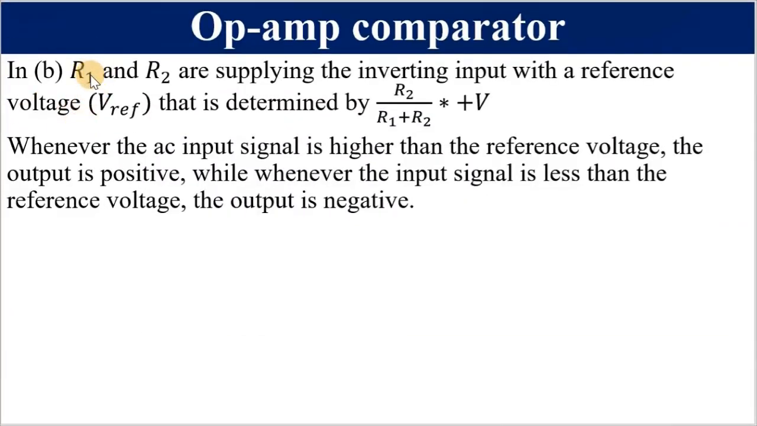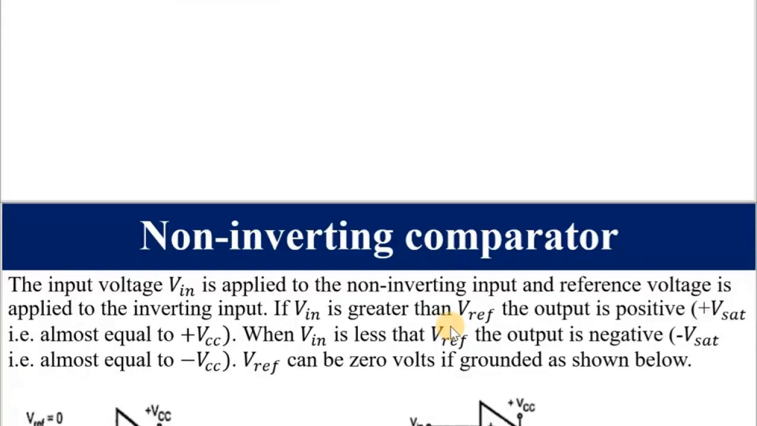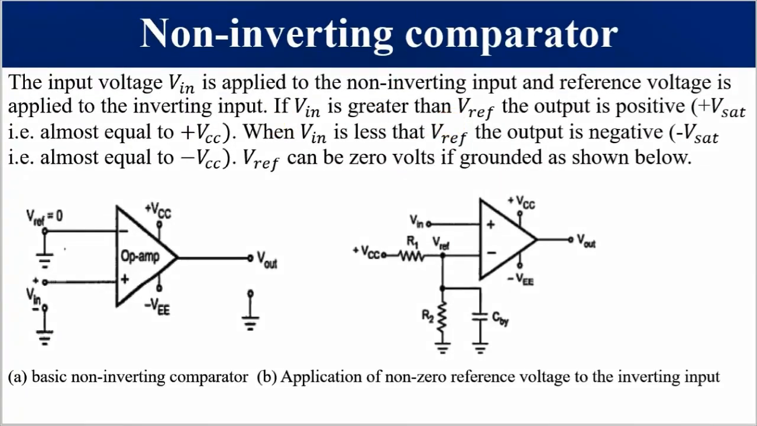From the previous slide, R1 and R2 are supplying the inverting input with a reference voltage VREF. That is, VREF is connected to the inverting input, and it is the voltage across R2. So how do you find the voltage across R2? That's R2 times plus V divided by R1 plus R2. Whenever the AC input is higher than the reference voltage, the output is positive, and the opposite is true. It is important to emphasize the following important point insofar as comparator is concerned.